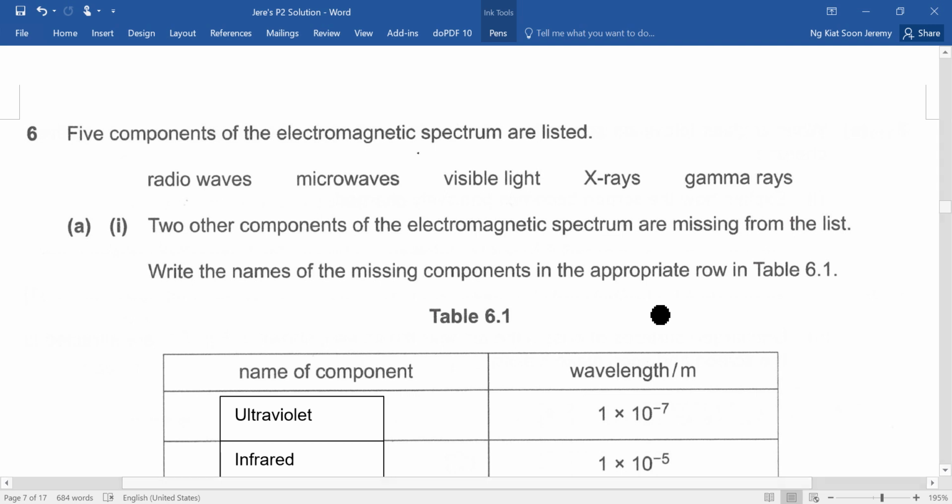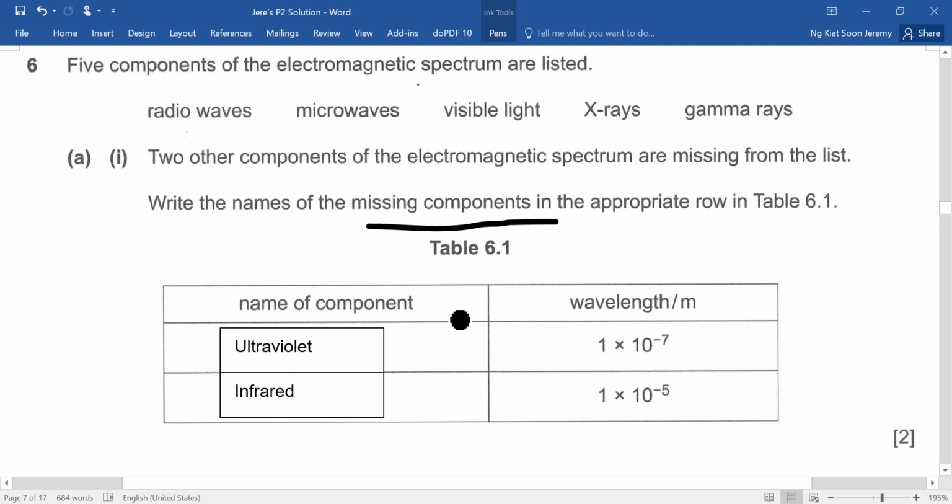Okay, I think I'll go through question 6 a bit faster, right? So they give you 5 components on the EM spectrum. 2 other components are missing. Write down the name of the missing components. Now, even though they gave you the wavelength here, they're not expecting you to match the wavelength with the component, right? As mentioned in class, memorizing the wavelength is not necessary, but you need to memorize the order, right?